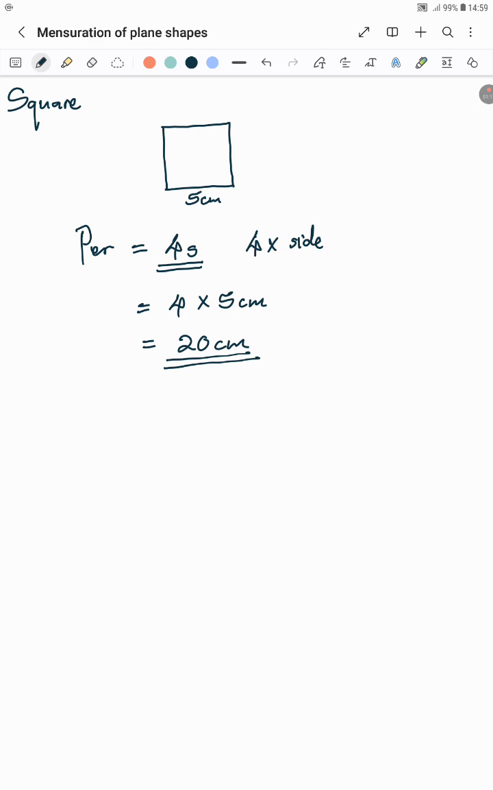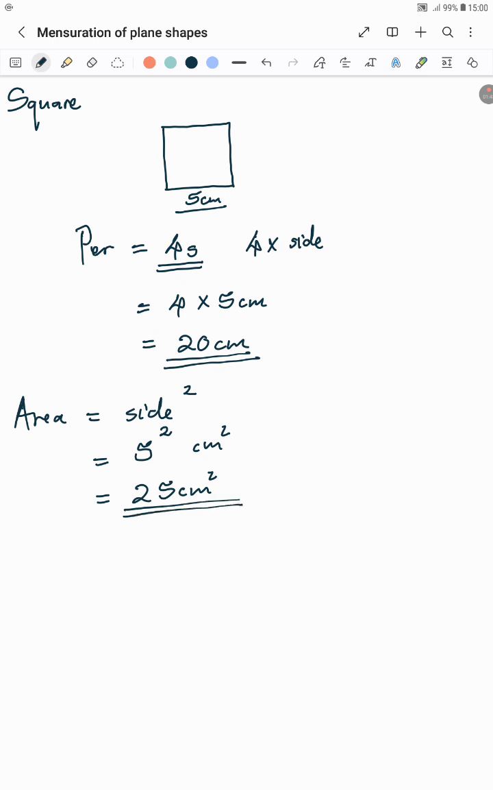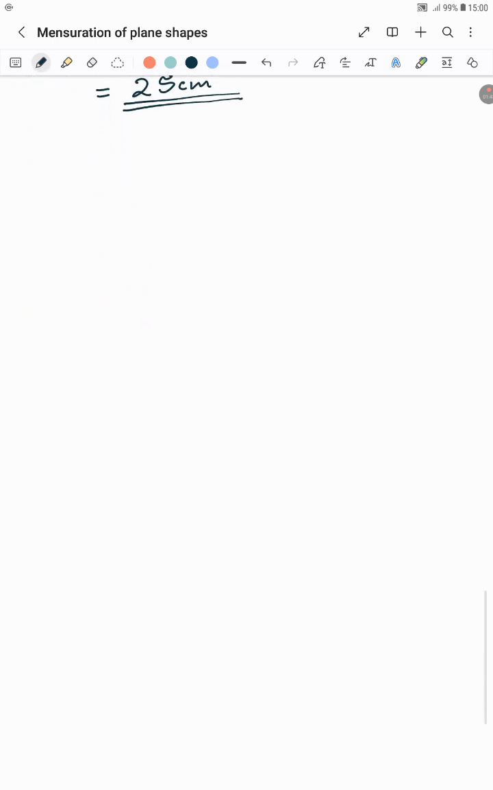And the area for a square is equal to side squared, which means if the length of one side is 5, then the area will be equal to 5 squared, which is equal to 25 square centimeters. Okay, we continue.